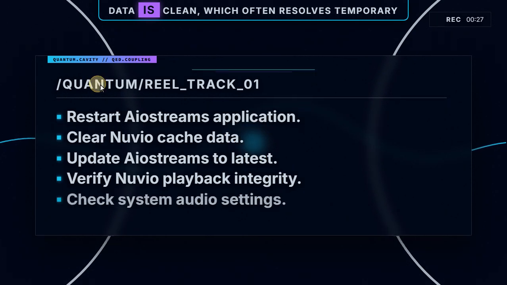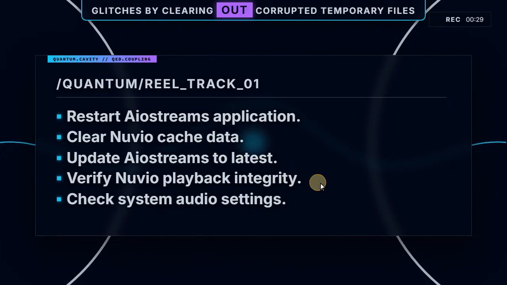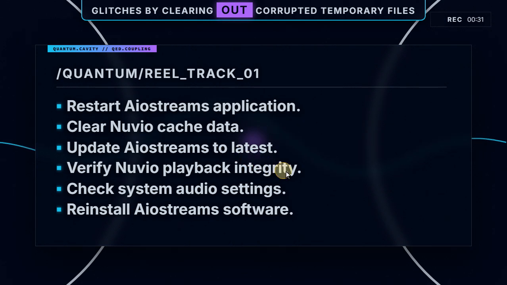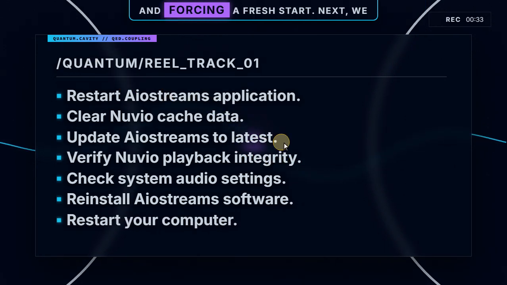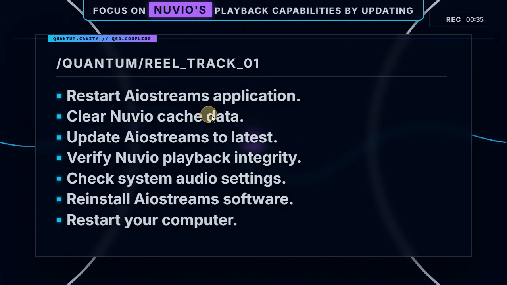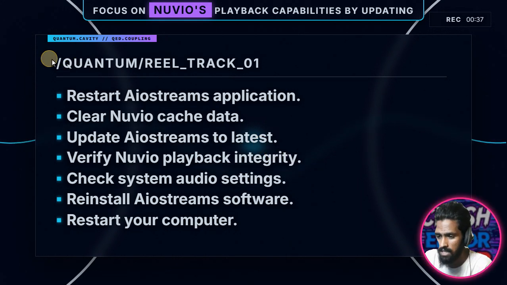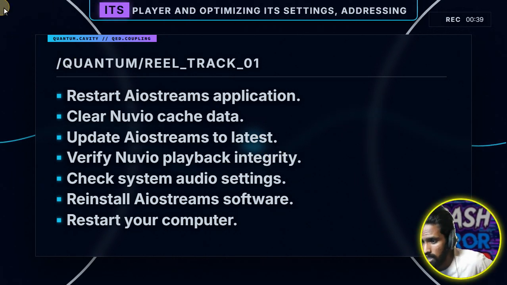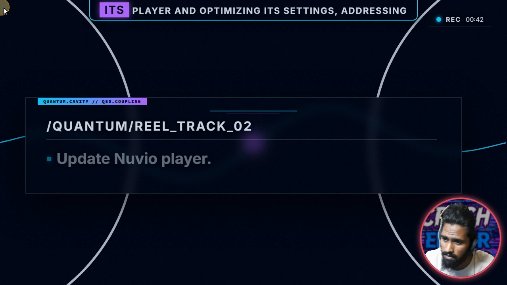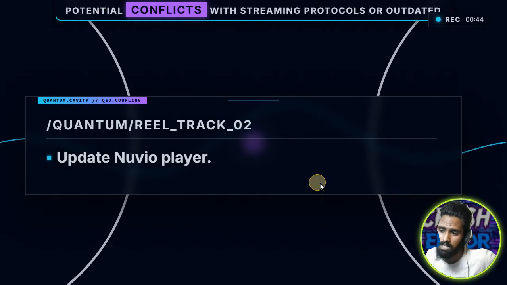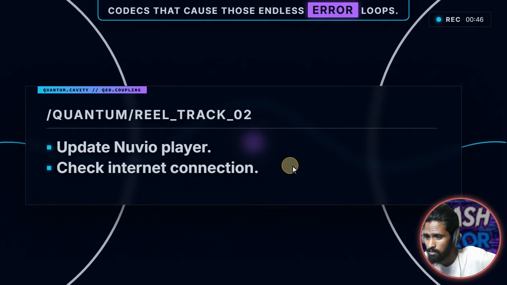resolves temporary glitches by clearing out corrupted temporary files and forcing a fresh start. Next, we focus on Nuvio's playback capabilities by updating its player and optimizing its settings, addressing potential conflicts with streaming protocols or outdated codecs that cause those endless error loops.